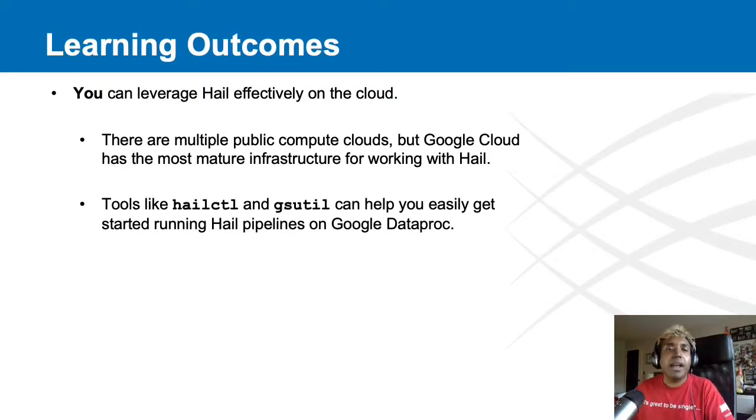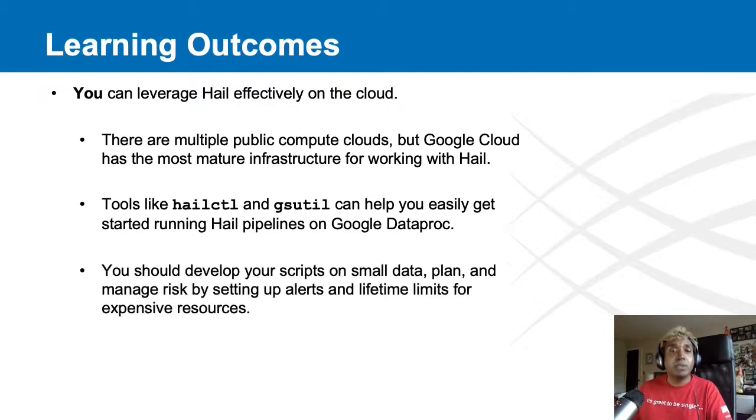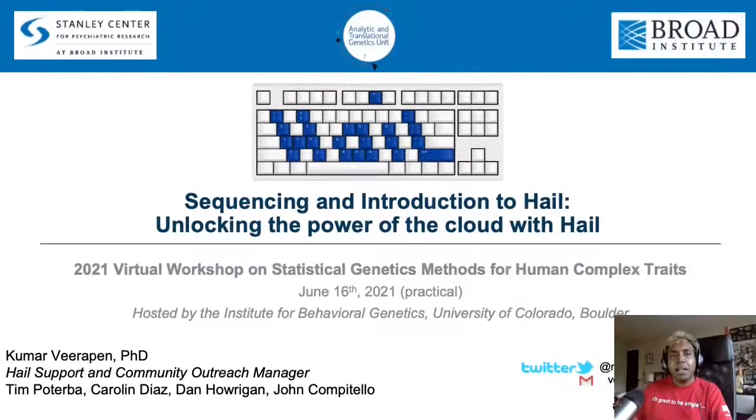There are tools like Hail Control and GSUtil, which I did not describe in this video, but in your slide deck, that can help you easily get started running Hail pipelines on Google Dataproc. And finally, you should always develop your scripts on small data. Remember, start small, run big. Plan very well and manage your risk by costing time and by setting up alerts, lifetime alerts for expensive resources.